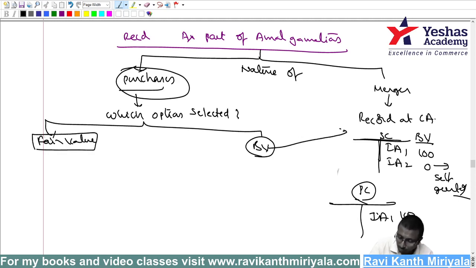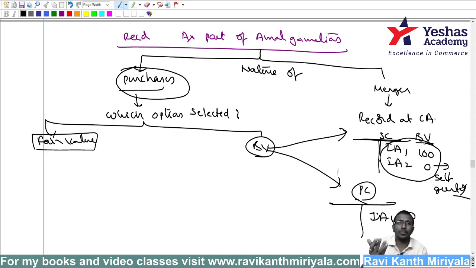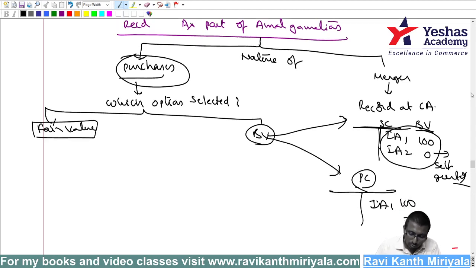If you say book value, same thing. Book value means the same situation. Same situation means whatever the book value is in the books of the selling company, the same book value only is supposed to be taken. Okay, next question.